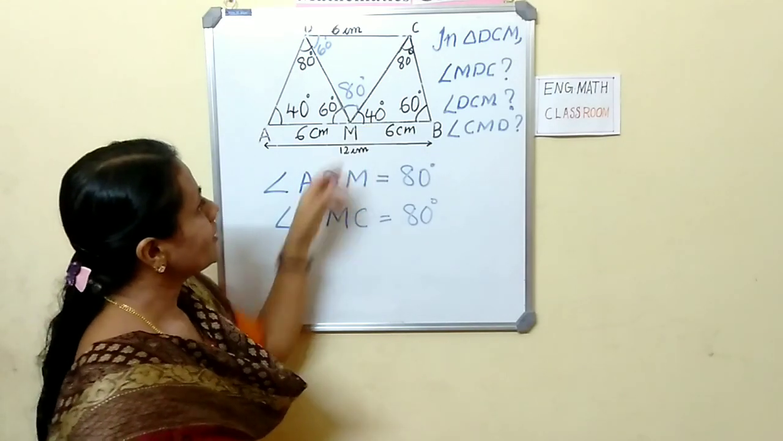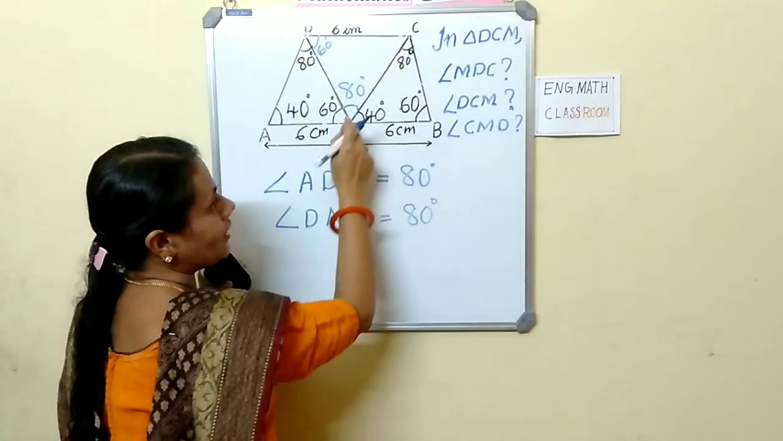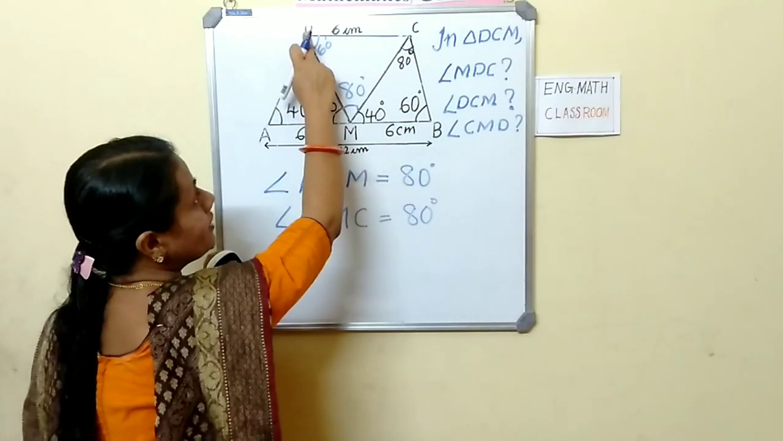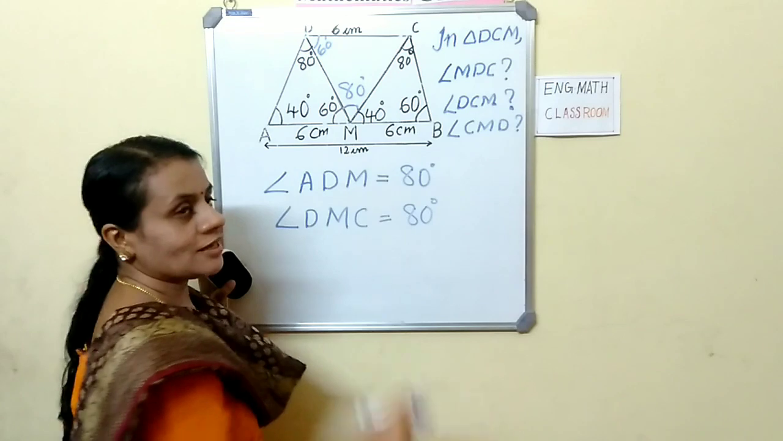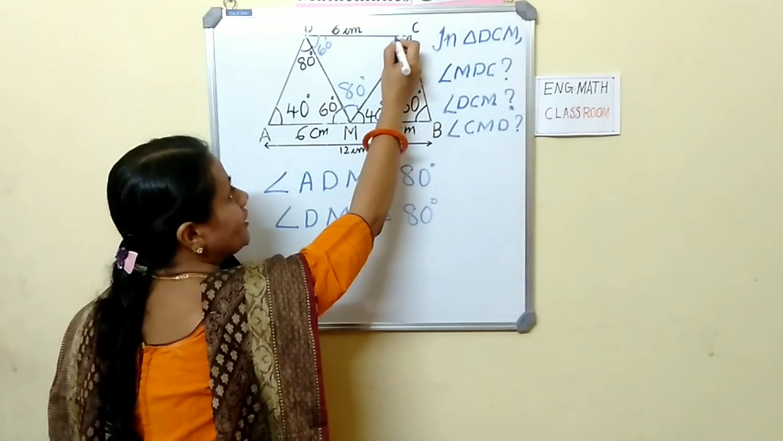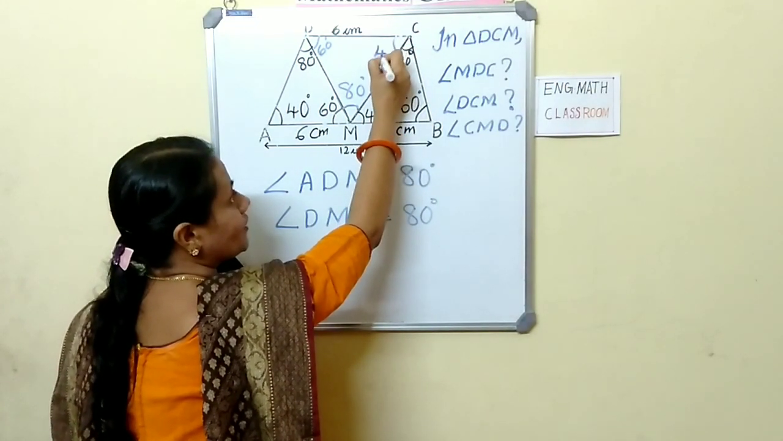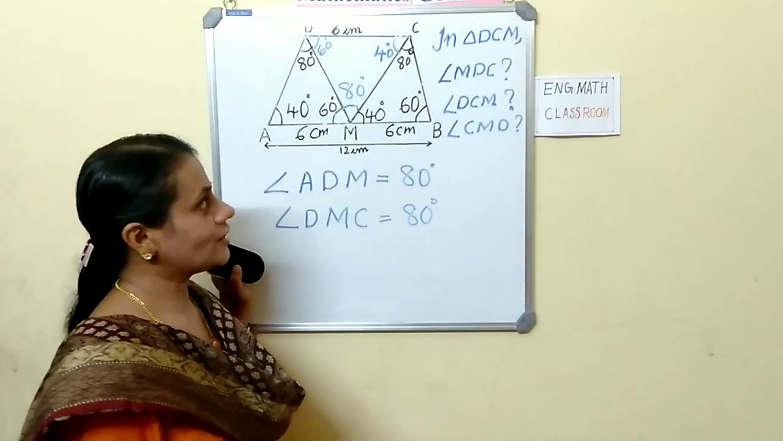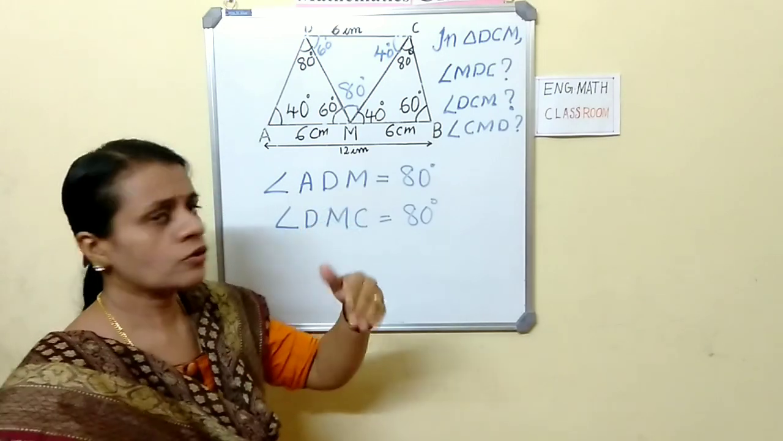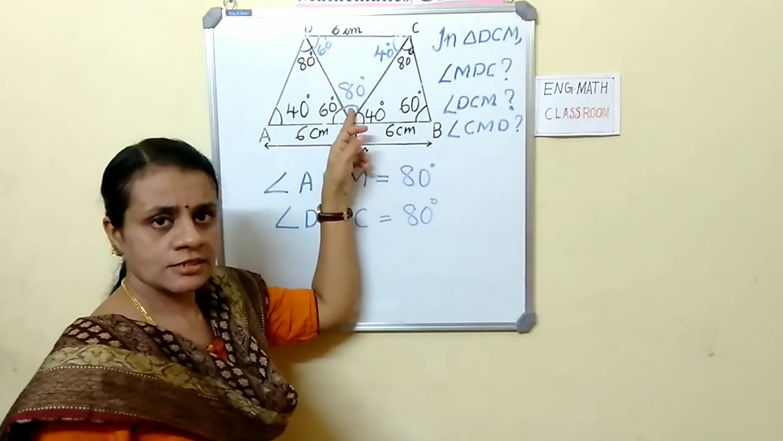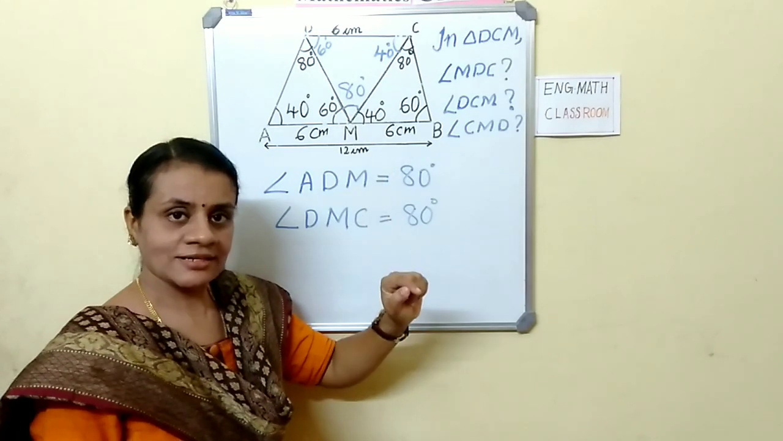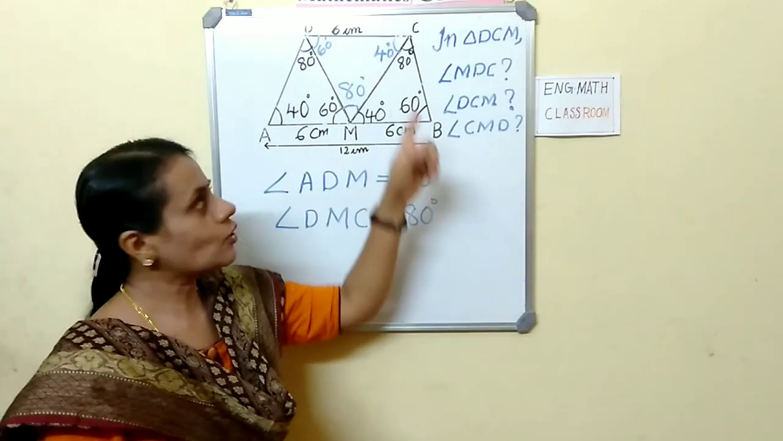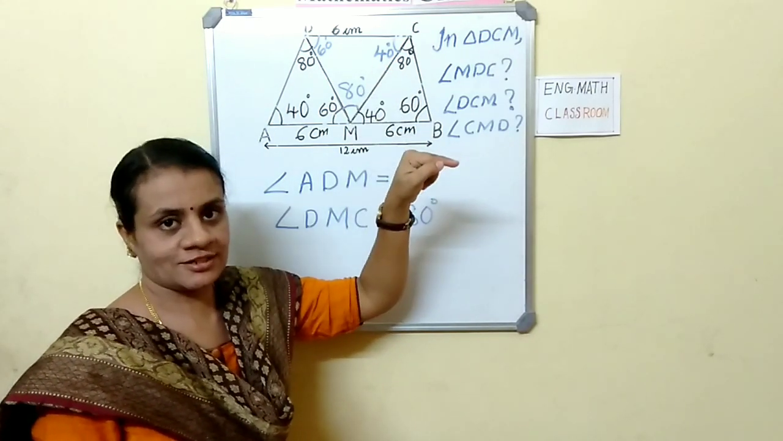And one more pair of alternate angles is here. Which is that? Here, angle CMB is 40 degree. So that angle DCM is also 40 degree. The reason is alternate angles are equal. Otherwise, if you find these two angles, you can add these two angles and subtract from 180. Then also you are going to get 40 degree.